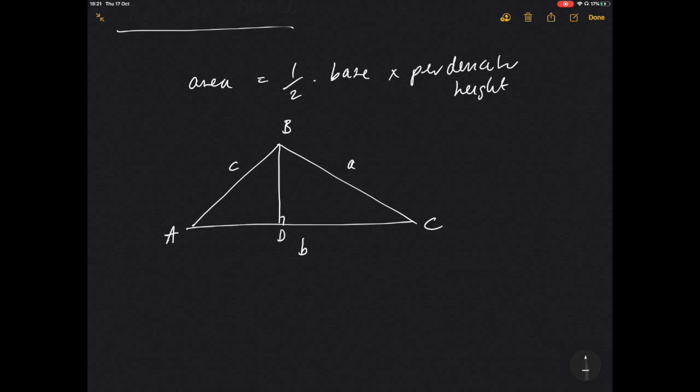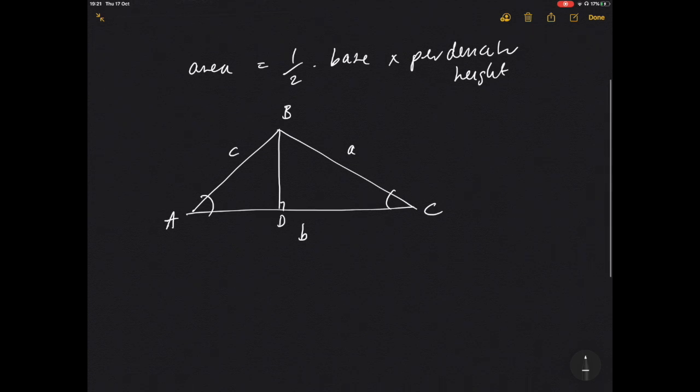Well, there are two ways of doing this. We can make it either a function of angle C here, or of A. In our case, we want to make it of A for this rule. So if we want to find this H, we need to bring in SOHCAHTOA.